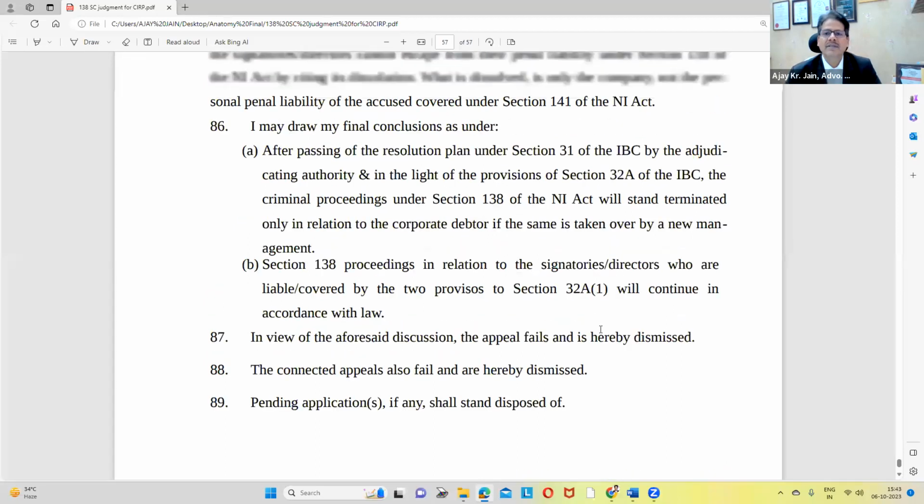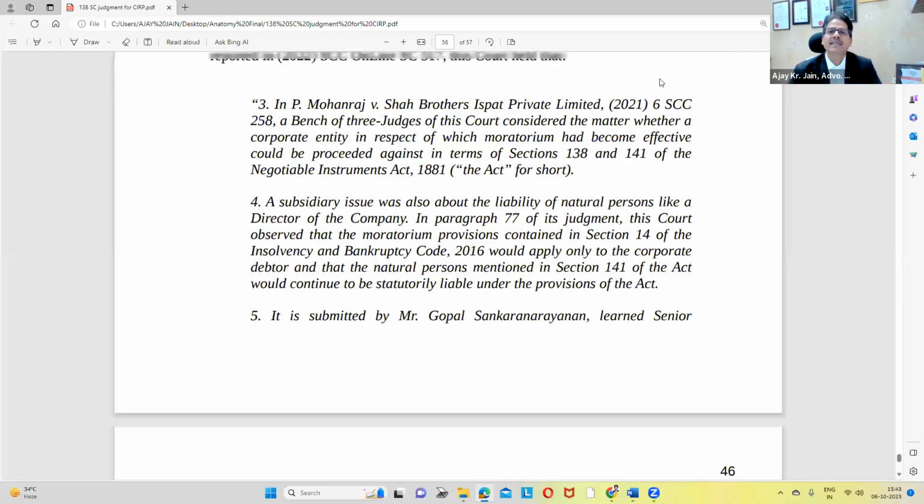The connected appeal also. So this appeal was filed by the suspended director against the order of the magistrate for continuity of the proceedings against the suspended director. Any questions?